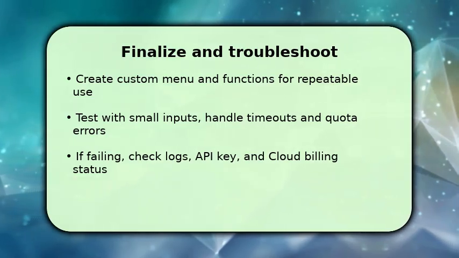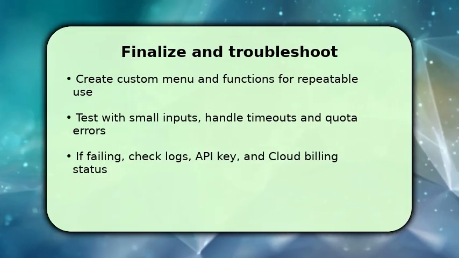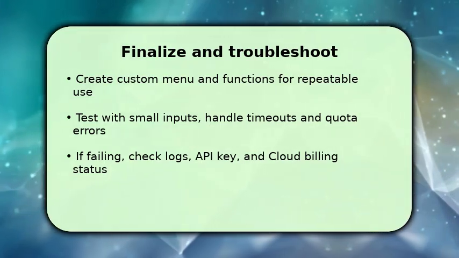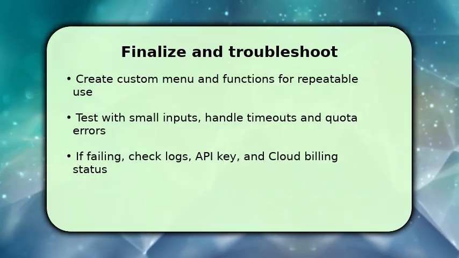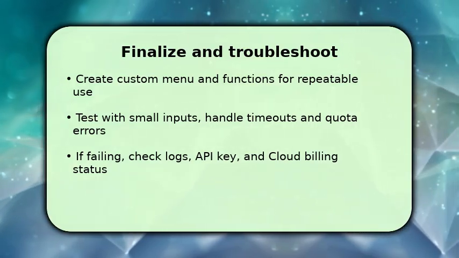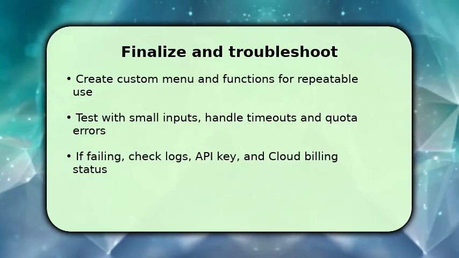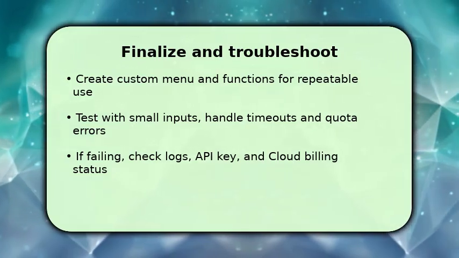If something goes wrong, check execution logs in Apps Script, ensure your API key is valid and not restricted incorrectly, and confirm cloud billing and quotas are active. Finally, adjust timeouts, back off retries, and cell limits so the sheet stays responsive.